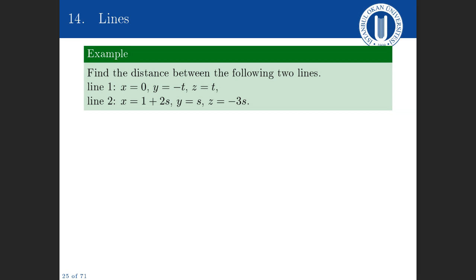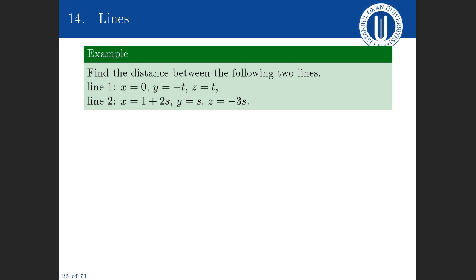We need a point on each line, and we need vectors which are parallel to these lines. First, look at line 1. To get a point, we could just set t equal to 0. Then we would get x is 0, y is 0, z is 0. The point 0, 0, 0 is on line 1. To get a vector which is parallel to line 1, we look at the numbers in front of the t terms. So 0, minus 1, 1.